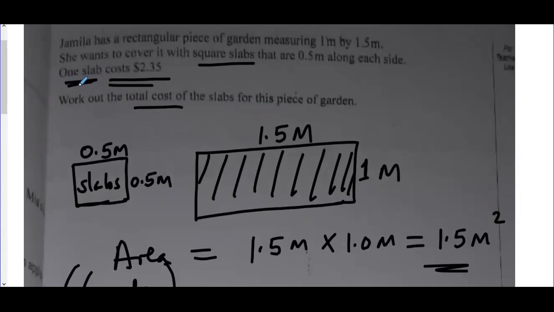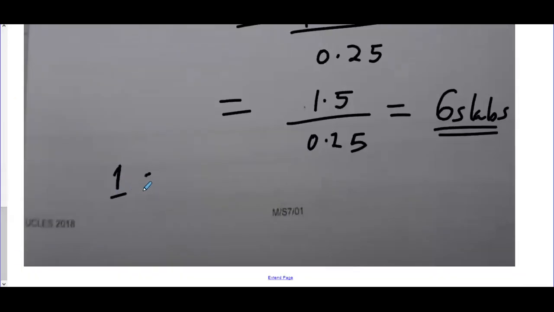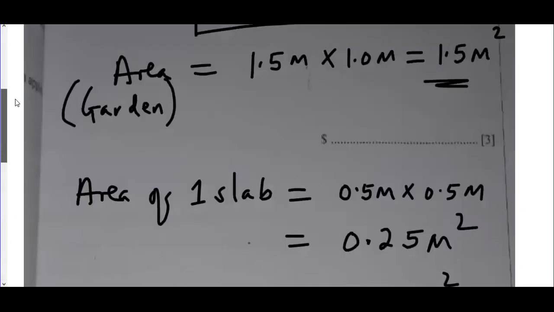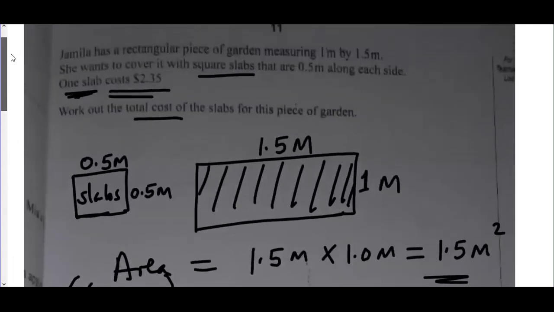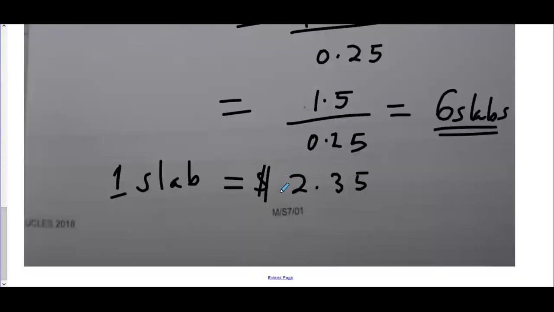But we know that one slab costs $2.35. Let me confirm this cost. Yes, one slab costs $2.35. So if one slab costs $2.35, how about 6 slabs? How will be the cost for 6 slabs?